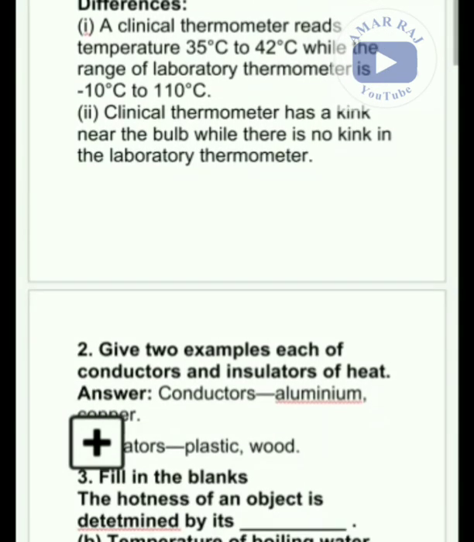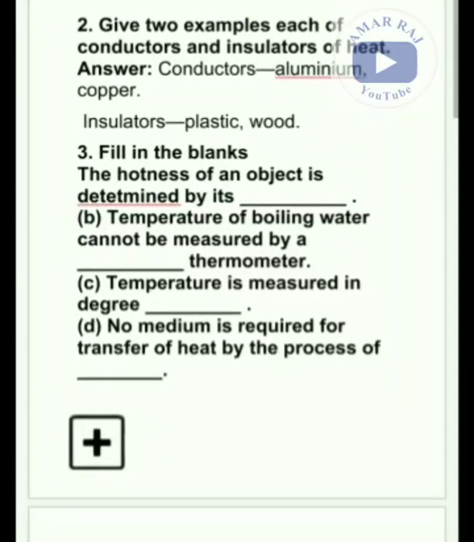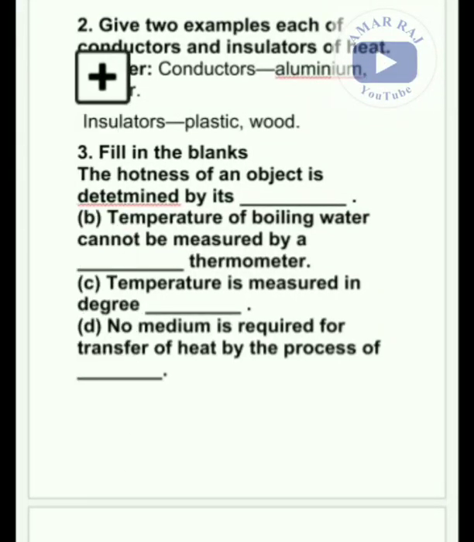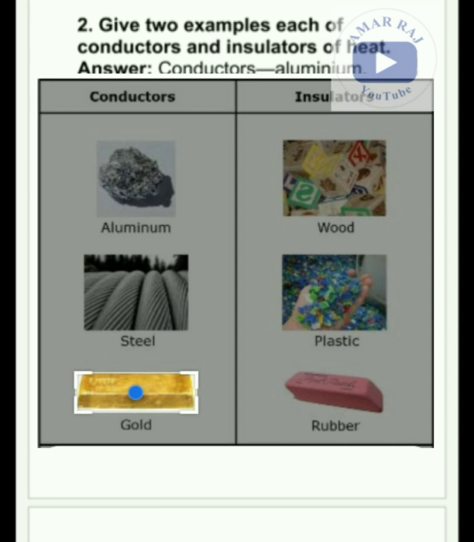Now see question number 2: Give 2 examples each of conductors and insulators of heat. Under conductors you can see aluminium, copper. You can write others also, like silver, which is the best conductor. So there are 2 examples you have to write. And under insulators you can write plastic, wood. You can also write rubber, cotton, etc. So any 2 conductors and 2 insulators you have to write.